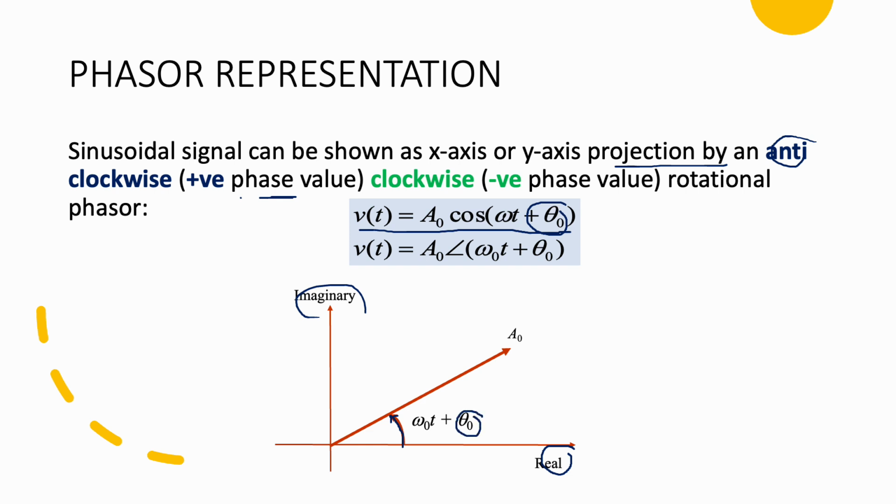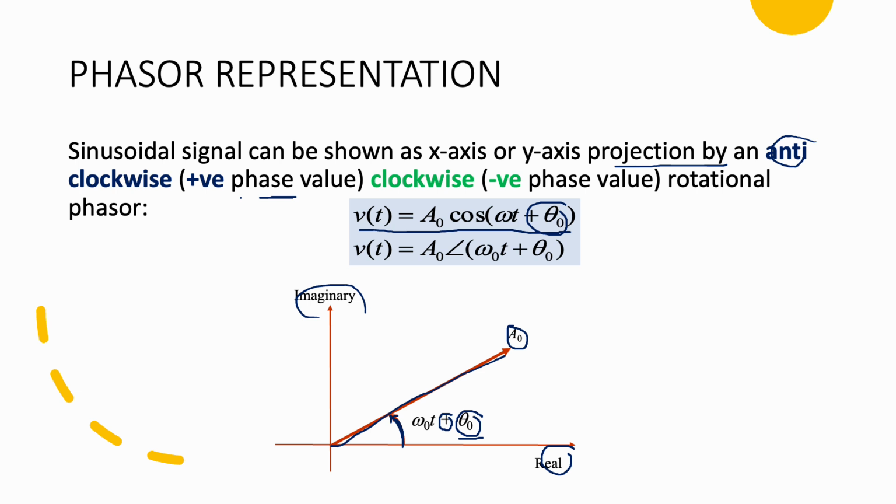It depends on the value of the theta here. Let's say your theta is 30 degrees or 20 degrees, so it depends on the angle here. So the direction, either anti-clockwise or clockwise, depends on whether the value is positive or negative. Alright, A naught is the amplitude, so the length of this depends on the value of the amplitude.